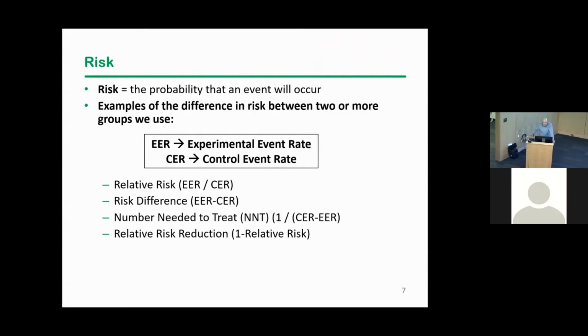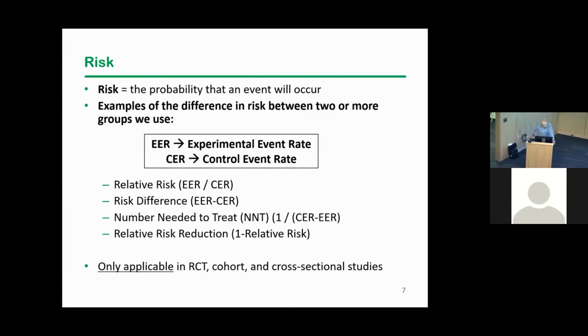Other ones you may see in the literature that are pretty common: the risk difference, just a simple difference of the probabilities of risk in each group. One we get asked for quite a bit, especially in clinical trials, is the number needed to treat, which is just 1 divided by the difference. And then finally, this is more interpretive, is the relative risk reduction, which is just the analog of relative risk. It's 1 minus the relative risk. We're going to go into detail about some of these today.